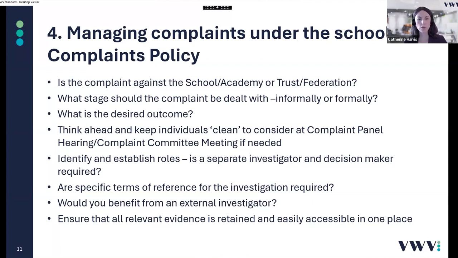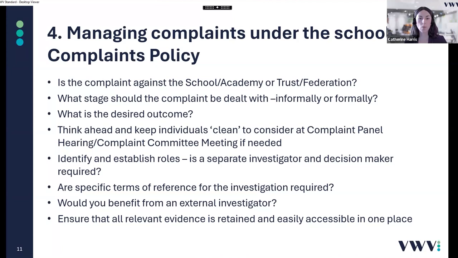So first of all, you should think about whether or not the complaint is against the school, academy, or trust or federation. And that's because it might be the case that you actually have 2 separate complaints policies. So you might have one policy which is for school level complaints in relation to the action or inaction of the school, but you might have another policy in relation to trust or federation level complaints. So for example, complaints about the trust board, CEO, or executive team. So you obviously need to make sure that you're looking at the right policy that applies.